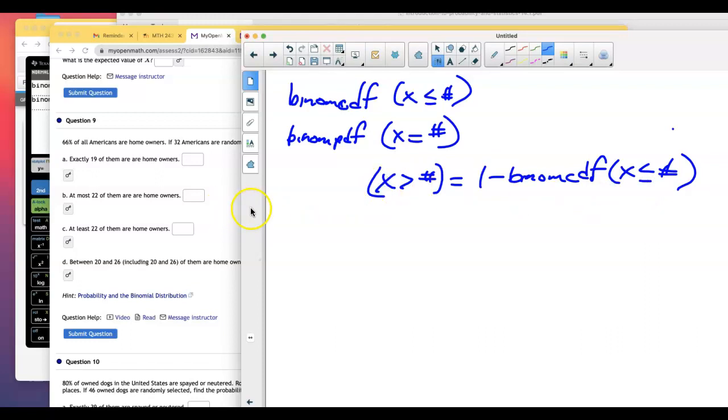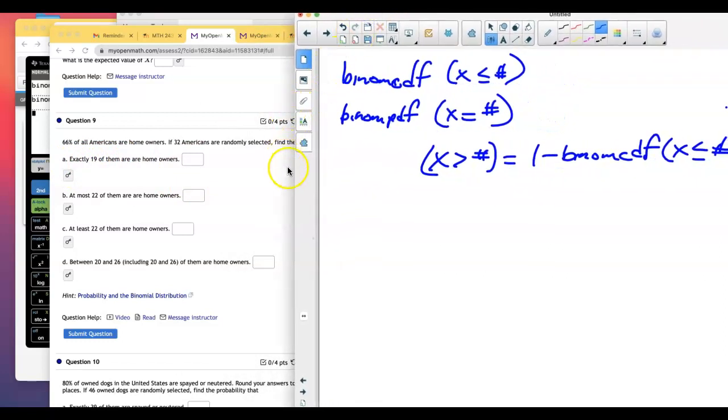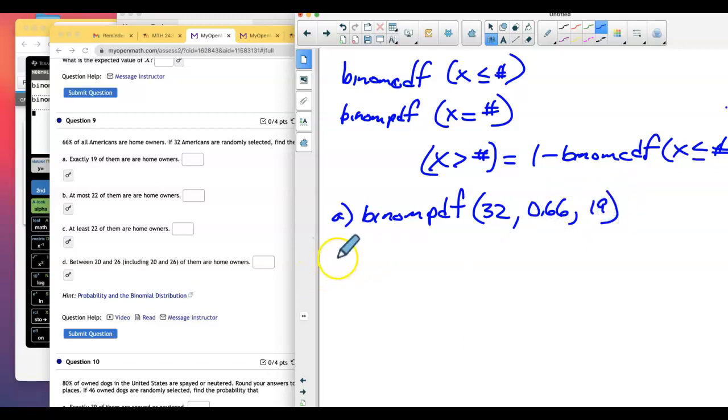All right, so in this problem, I'm going to write these out, but you're going to be able to type them into your calculator to figure out the answer, and we'll see if we get the right ones. So for the first one, it says exactly 19. So that's binomial PDF. Now we want to put in n first, so that's 32 in this case. Then p, which is 66%, is the probability. And then exactly 19. So that's going to be the answer to A.